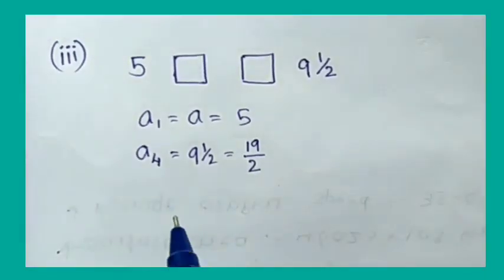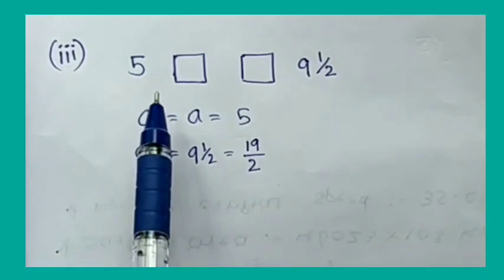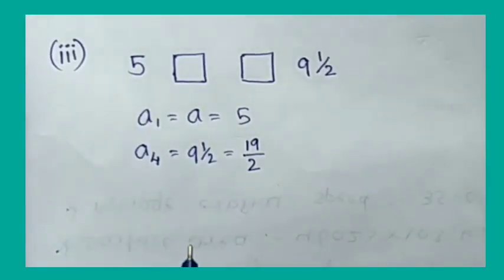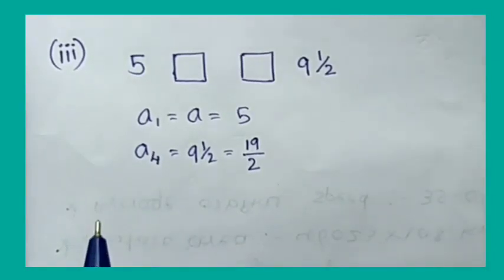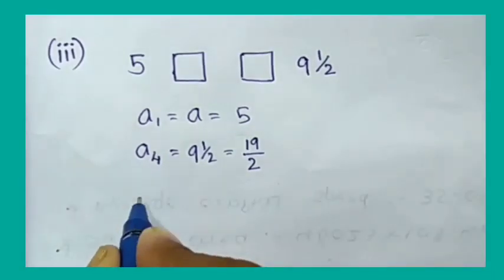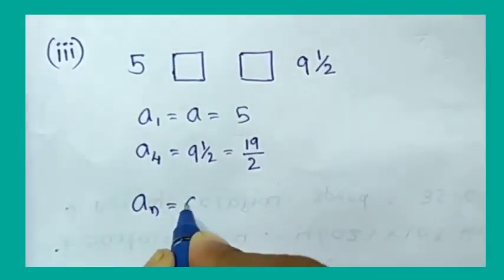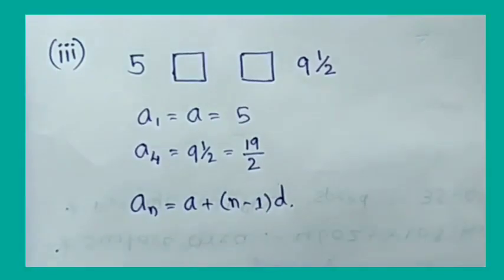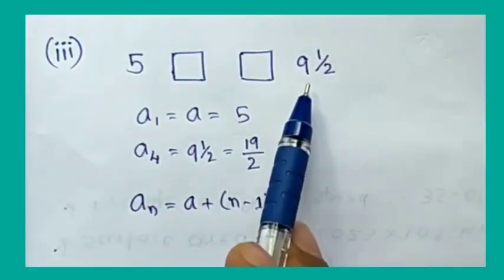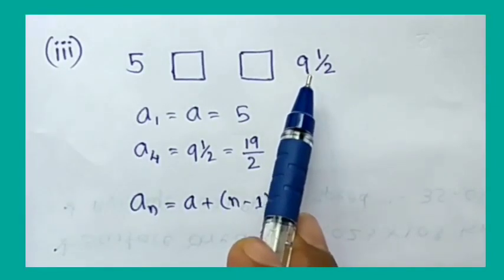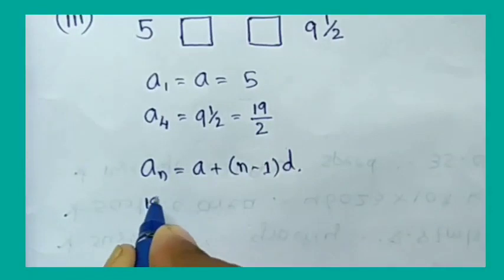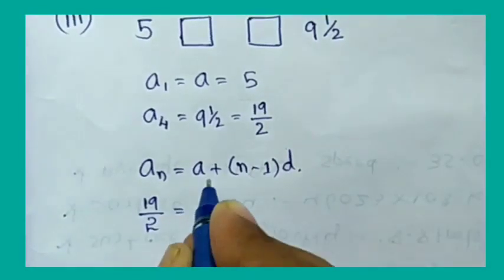Now we don't know D. For getting the next term, we need D, meaning the common difference. So that we have to find. How to find? Use the An formula again, that is An equals A plus (n minus 1) into D. Here for An we should take the last term only, that is 9 integer 1 by 2. So in place of An I will write 19 by 2, the improper form of the mixed fraction.